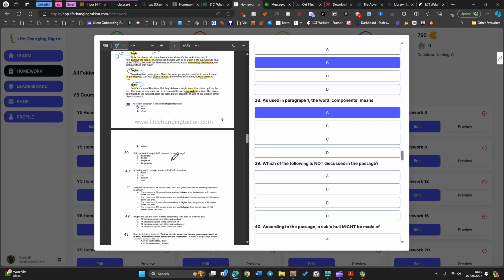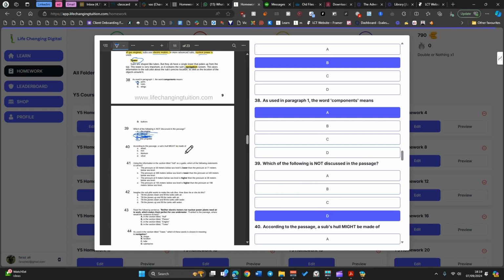Which of the following is not discussed in the passage? The engine, the hull, the planes, or the propeller. These are all actually headings, right? So it's none of these. Propeller isn't actually discussed. Option D.